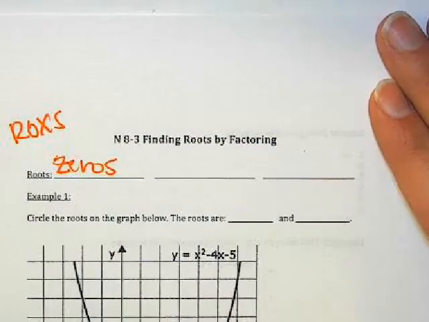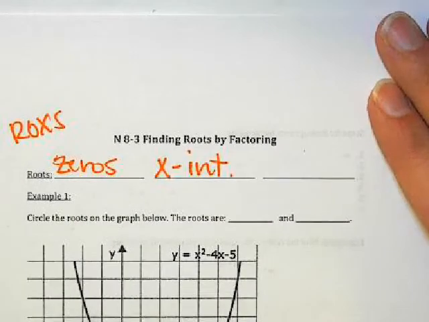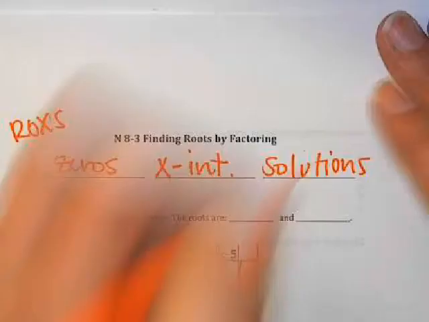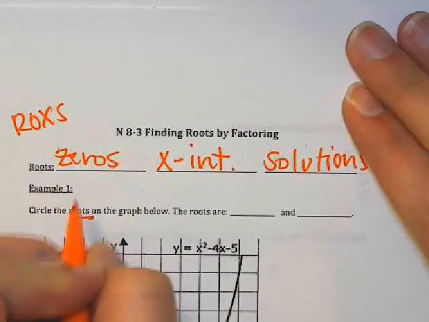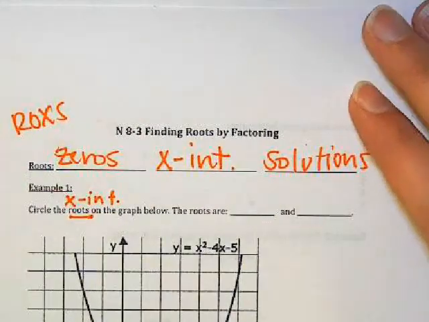X is x-intercept. S is solutions. Okay, so all of these words mean the same thing, and they all mean what? They all mean x-intercept. Where does it cross the x-axis? Okay, example 1 says circle the roots. What do roots mean? Roots mean x-intercept. Okay, circle the roots on the graph below.